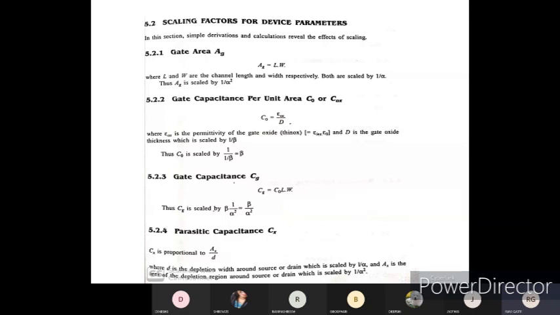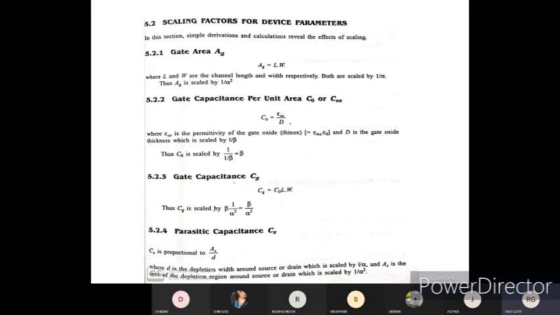If I substitute this C naught into L into W, we know that C naught is nothing but beta, and L into W, just now we have calculated, the gate area scaling factor, which is nothing but 1 by alpha square. Therefore the gate capacitance will be 1 by beta divided by alpha square.